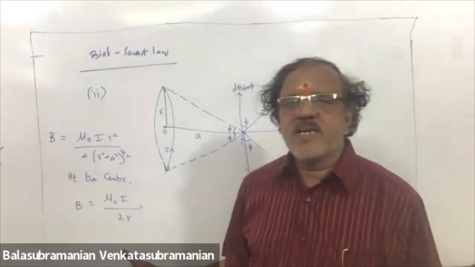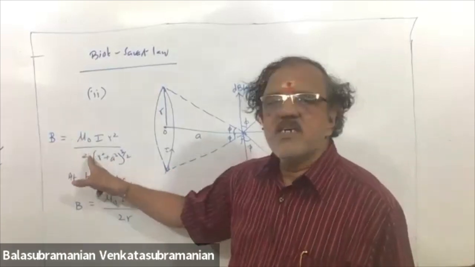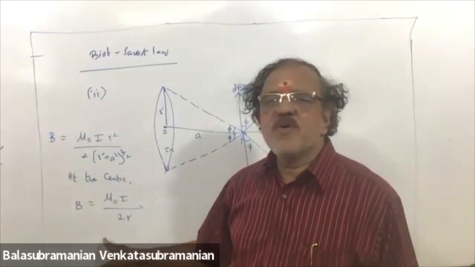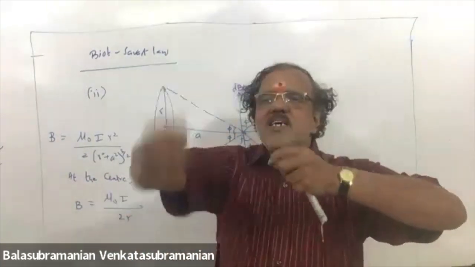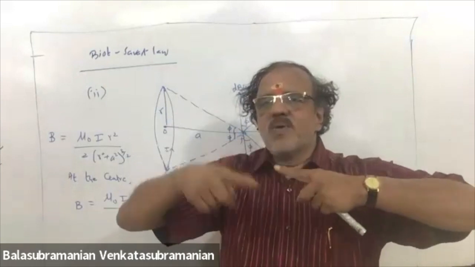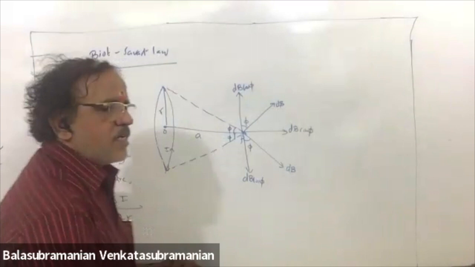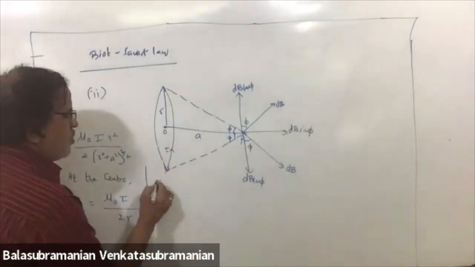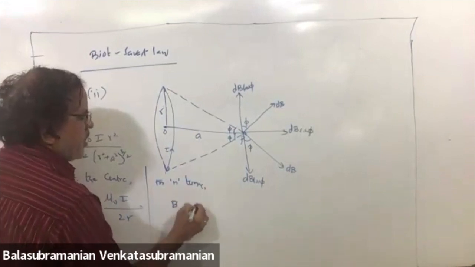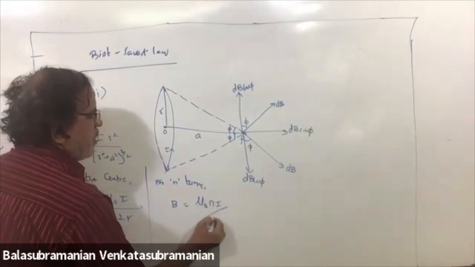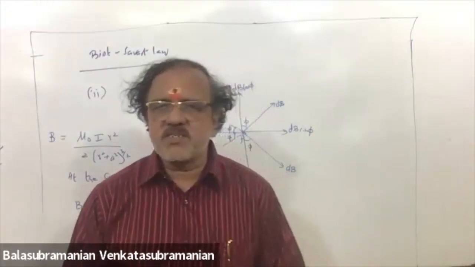This is the magnetic induction due to the circular coil at any point outside. At the center it is mu naught I by 2R. Like that, you have an n turn coil. N turns means B is equal to mu naught N I by 2R. Capital N or small n, anything can be put for the number of turns.